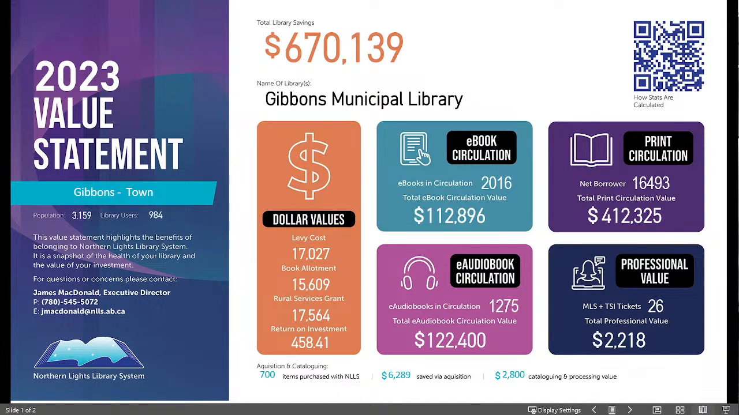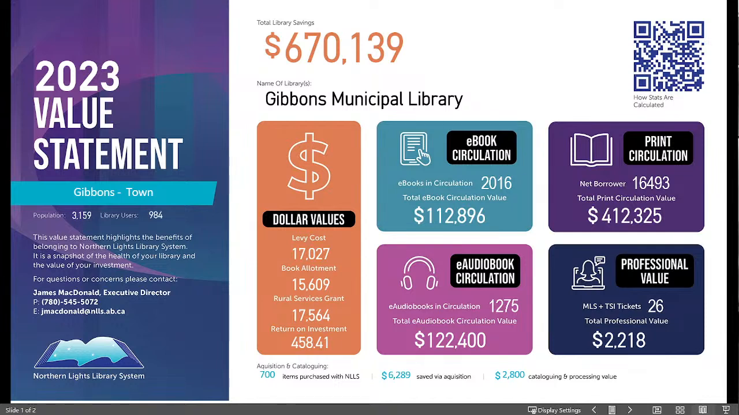So when you look at just this, basically just the circulation value, not including all the internet and et cetera support that we give you, you're getting back in value $458 for every dollar that you invest in the library system, which is pretty impressive. If your residents had decided, instead of a library, we're just going to purchase the materials that we want, we'll go to Amazon, we'll go to Audible, they would have spent $670,000 to the $17,000 that you invested. It's a pretty good return on investment.